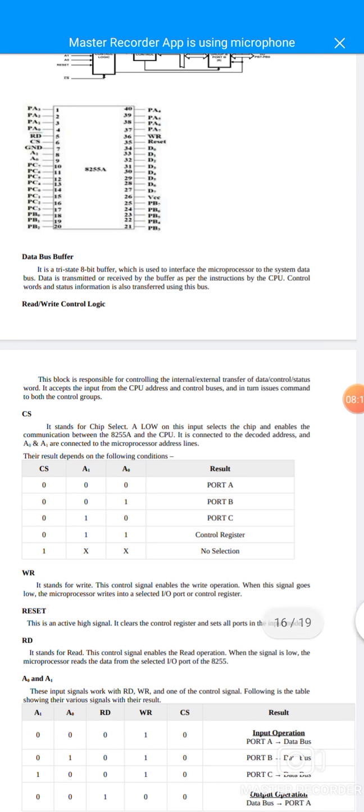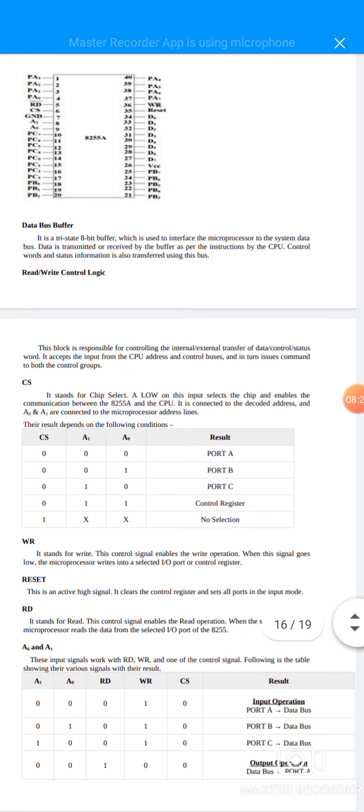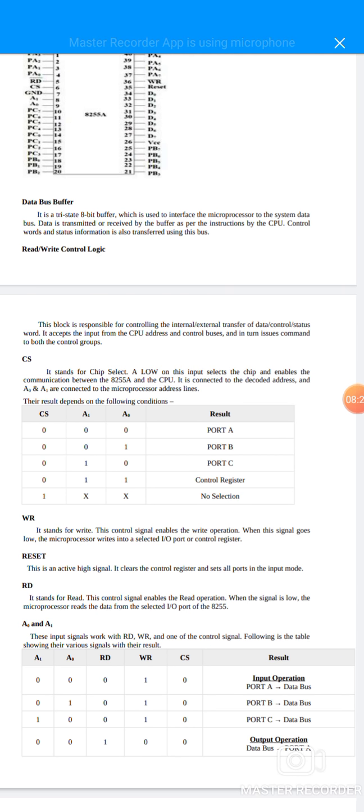Read-write control logic. This block is responsible for controlling the internal and external transfer of data, control and status words. It accepts the input from the CPU address and control bus and in turn issues commands to both control groups. CS stands for chip select. A low on this input selects the chip and enables communication between the 8255A and the CPU.